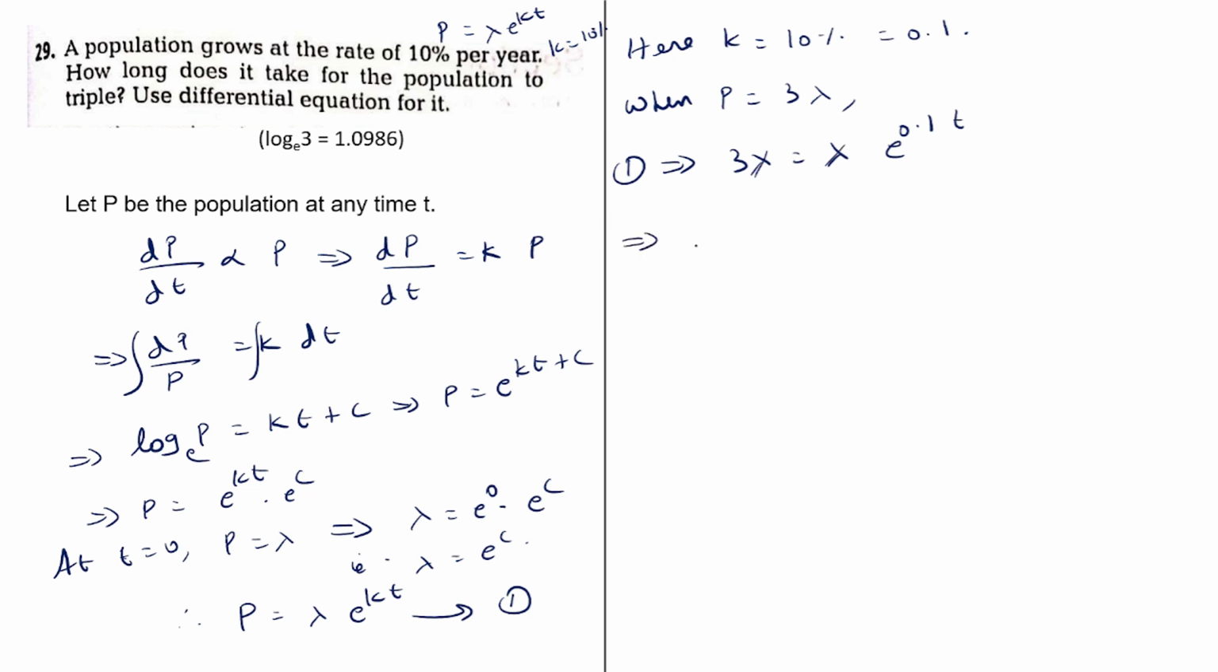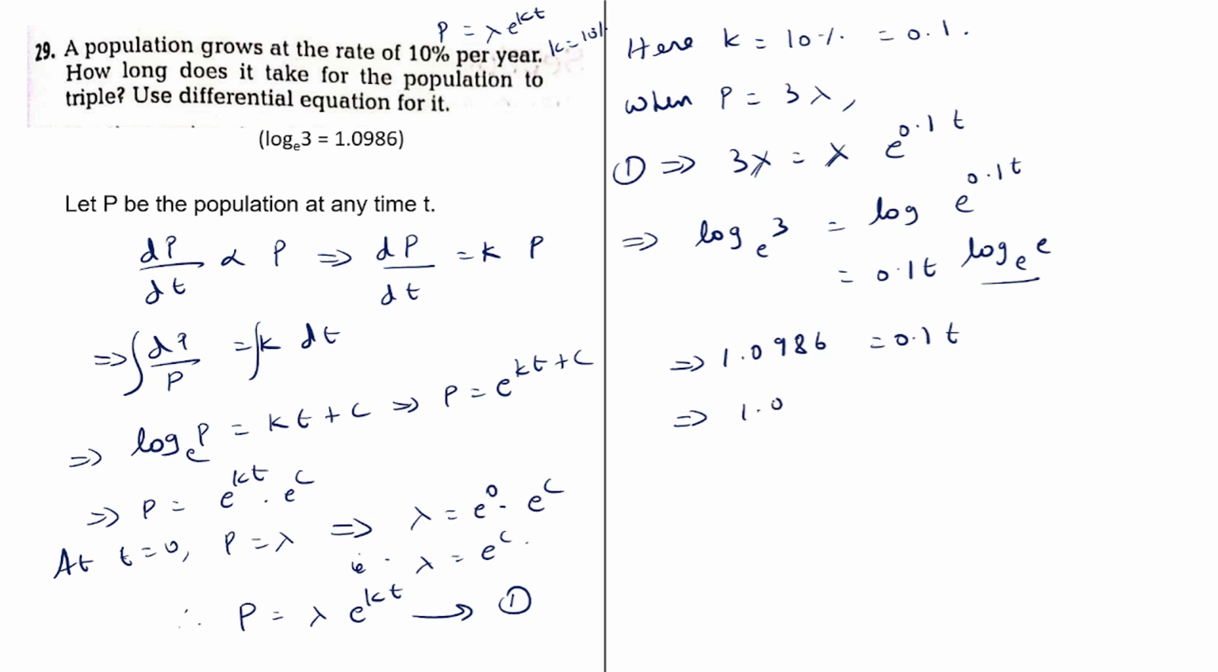Let us take log on both sides. We get log 3 to the base e equals log e raised to 0.1 t, or this is 0.1 t into log e to the base e. Log e to the base e is 1. So from here we get log 3, the value is given, it is 1.0986. This is equal to 0.1 into t.